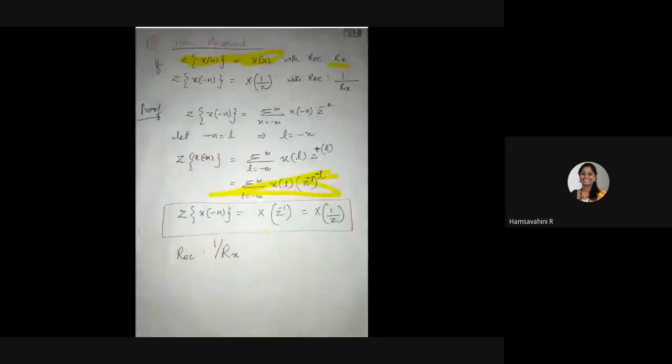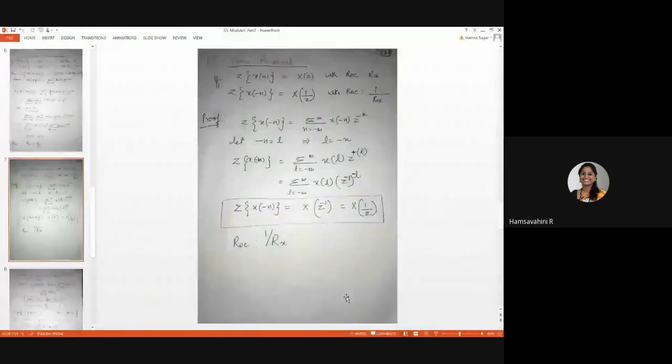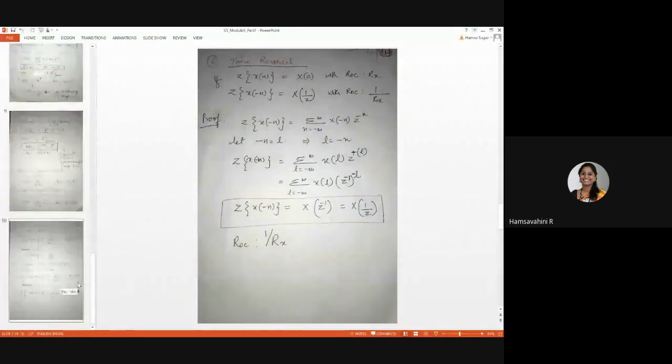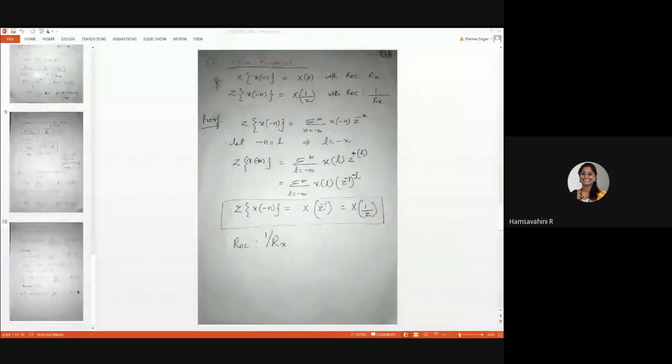So I think for today I'll wind up the session. Tomorrow we'll be discussing some numericals of standard signals like delta n. What is the Z transform of delta n? What is the Z transform of u of n? Some standard signals' Z transforms we will discuss with their ROCs. Then we'll solve some numericals by applying the properties of Z transform. If you have any queries, please let me know.